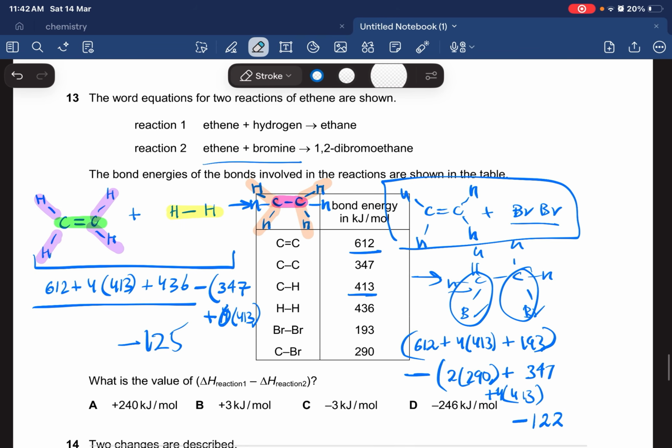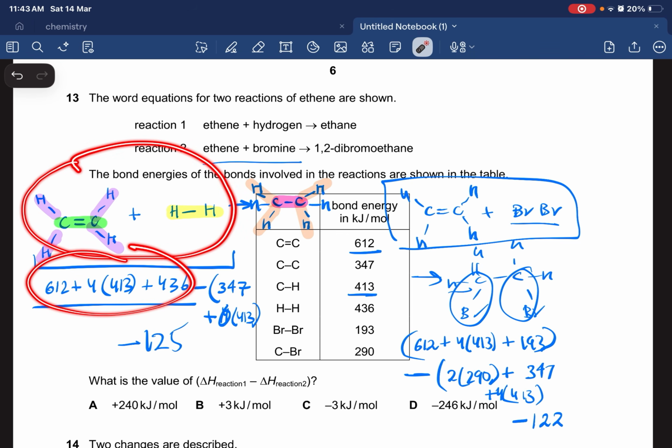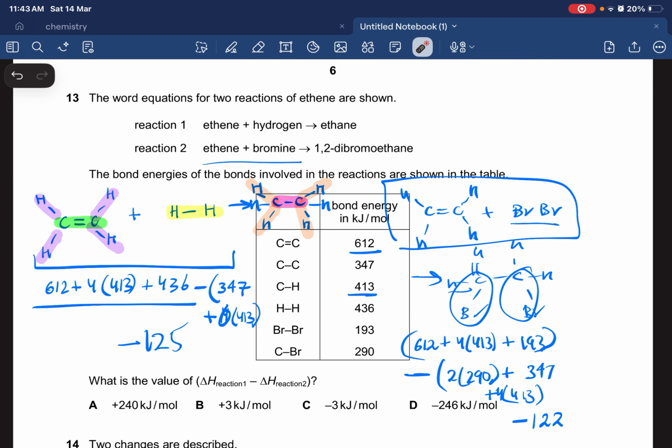So over here, I tried solving question number 13. The word equation for the two reactions is shown. It was very simple. You just had to take ethene, and then add hydrogen to it. You're going to form ethane. Because they were long calculations, I just didn't record it. You first take all the energy that you're giving to it, and then you subtract from it all the energy that's coming out when all these bonds are formed, and then you get negative 125 as your answer.